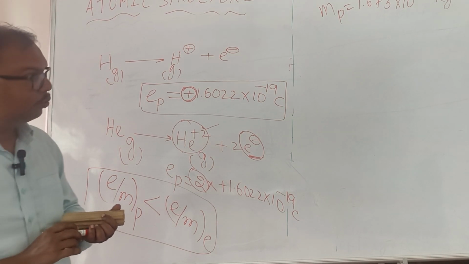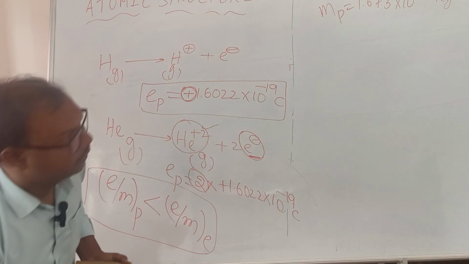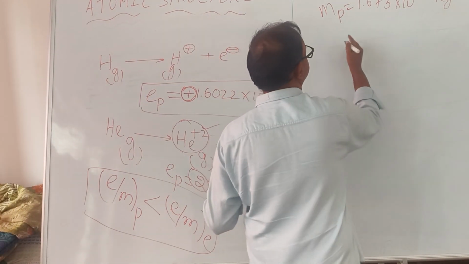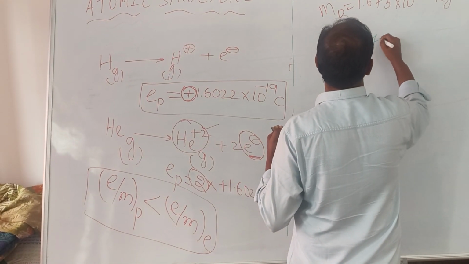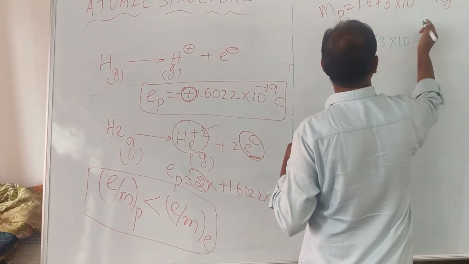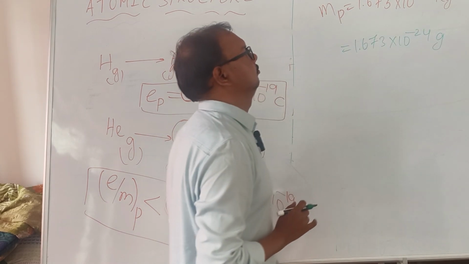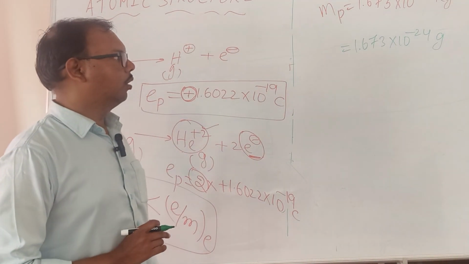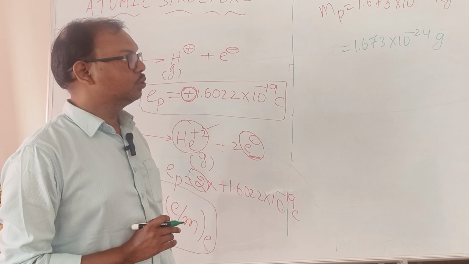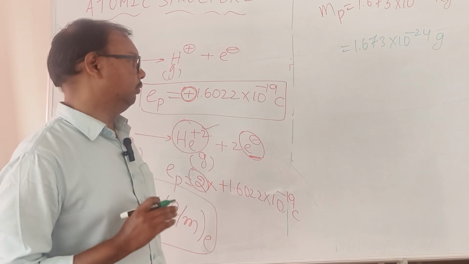If you convert that into grams, what can you write here? 1.673 into 10 power minus 24 grams. You can keep that in mind always.